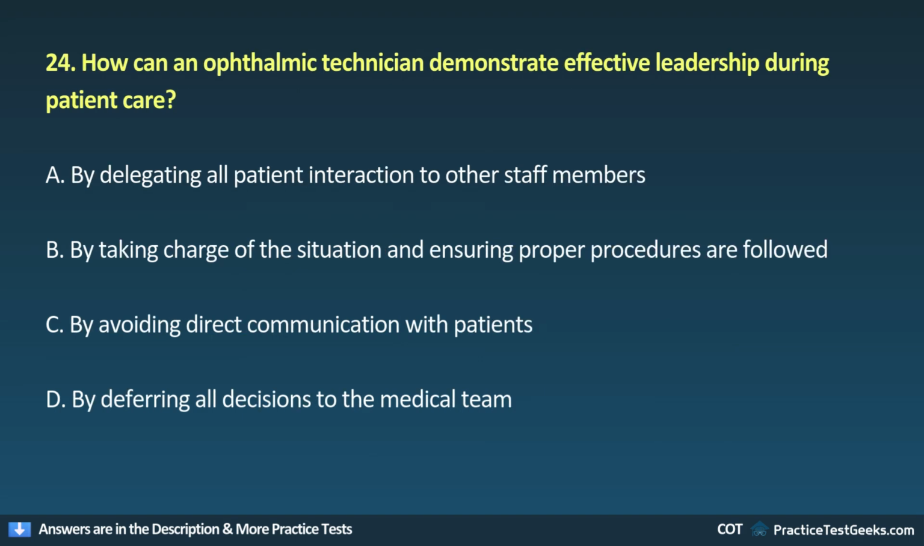24. How can an ophthalmic technician demonstrate effective leadership during patient care? A. By delegating all patient interaction to other staff members. B. By taking charge of the situation and ensuring proper procedures are followed. C. By avoiding direct communication with patients. D. By deferring all decisions to the medical team.